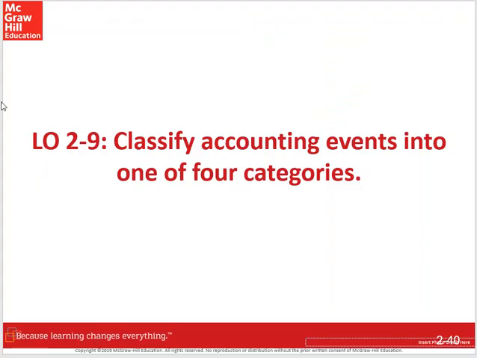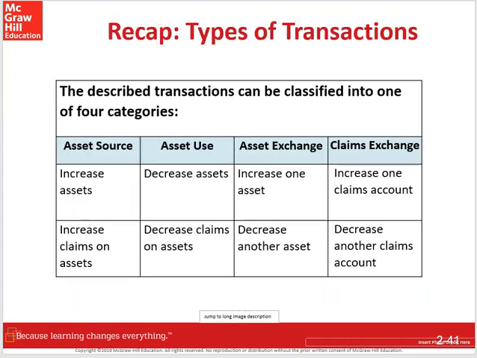Next, we're going to classify accounting events into one of 4 categories. We've actually been doing that as we go. In Chapter 1, we only had 3 categories, but now in Chapter 2, we've added a 4th. So asset source is when both sides of the equation are going up. Asset use is when both sides of the equation go down. Asset exchange is when we're pushing numbers around on the asset side, on the left side of the equation, like using cash to buy land.